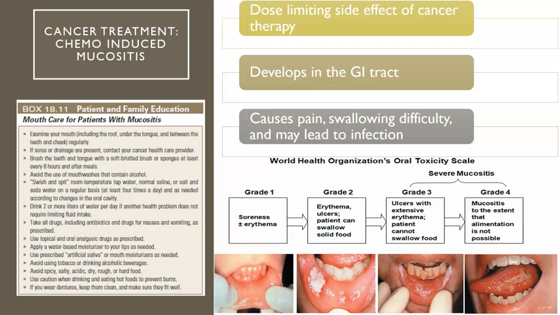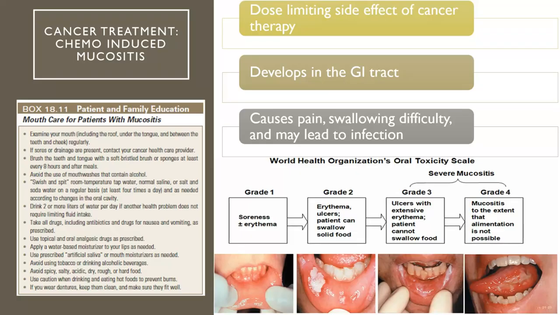So some key things to remember about your mucositis is examining the mouth. If sores or drainage are present, make sure you're calling the doc. Brush the teeth and tongue with a soft bristle brush at least every 8 hours and after meals. Avoid the use of mouthwashes that have alcohol, like Listerine. Swish and spit room temperature tap water, normal saline, or salt and soda water on a regular basis to keep the area clean. Drink 2 or more liters of water a day.